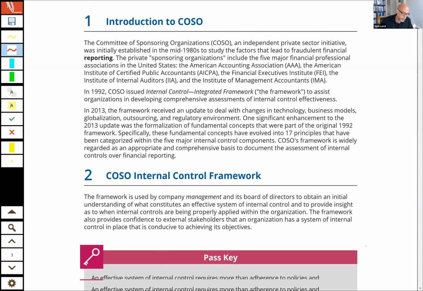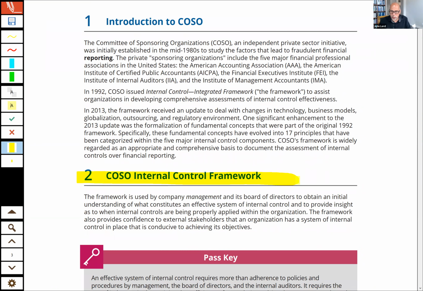Okay, good. So I'm not going to get into an introduction of the Committee of Sponsoring Organizations of the Treadway Commission. They were a group that got together and started to put together a structure as to how we can evaluate an entity's internal control.